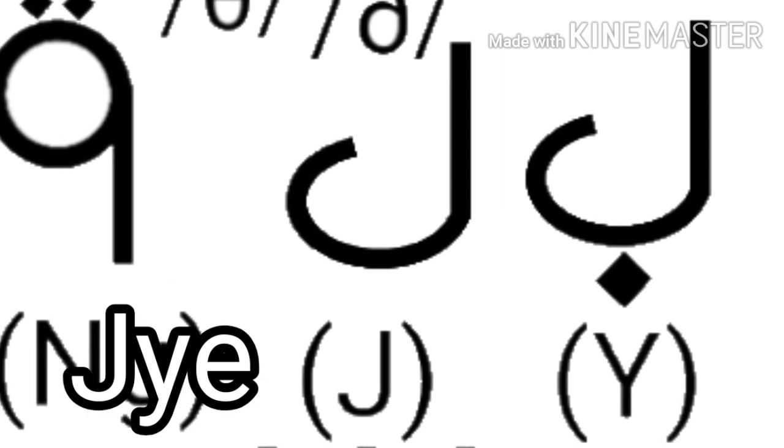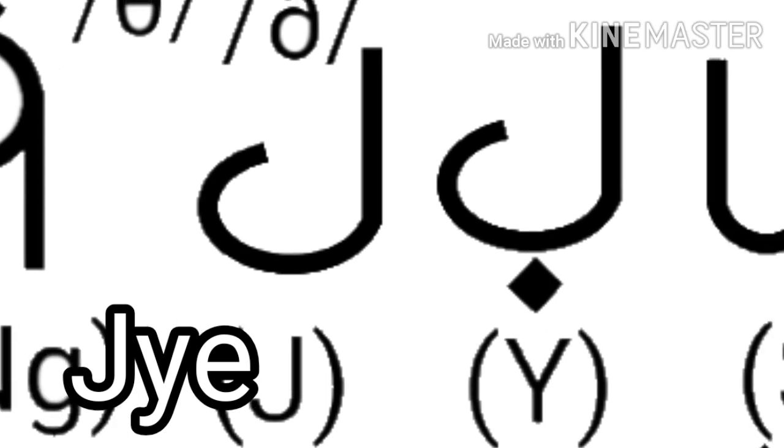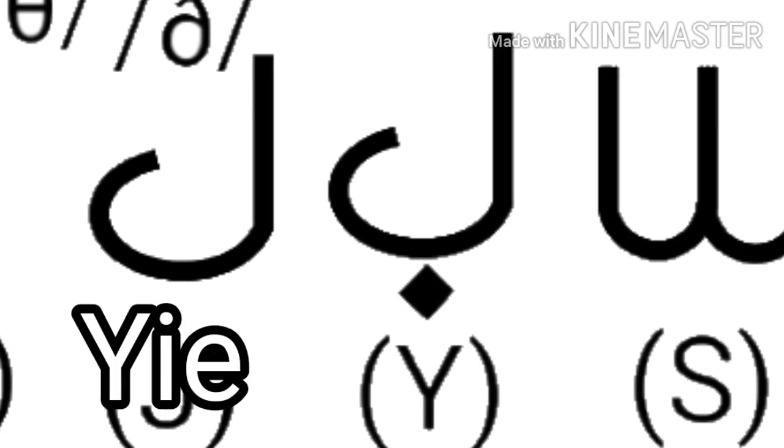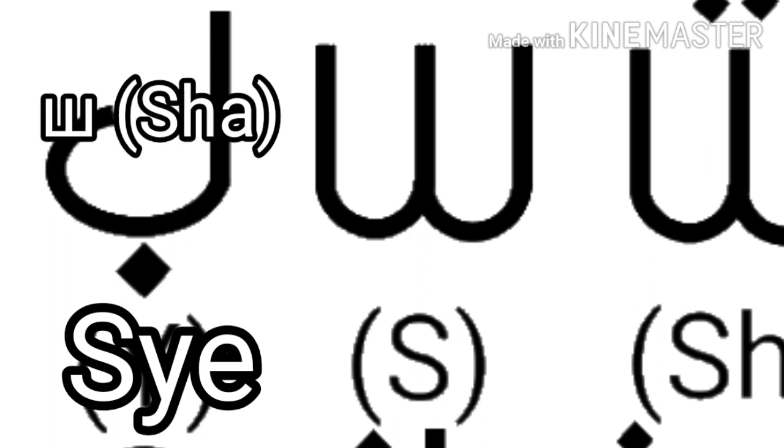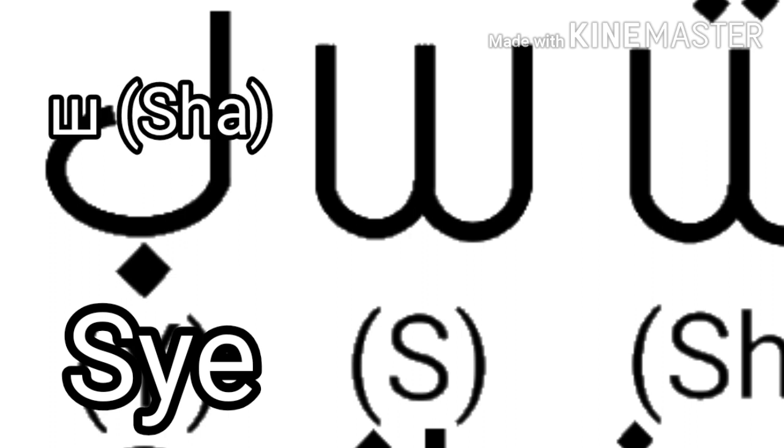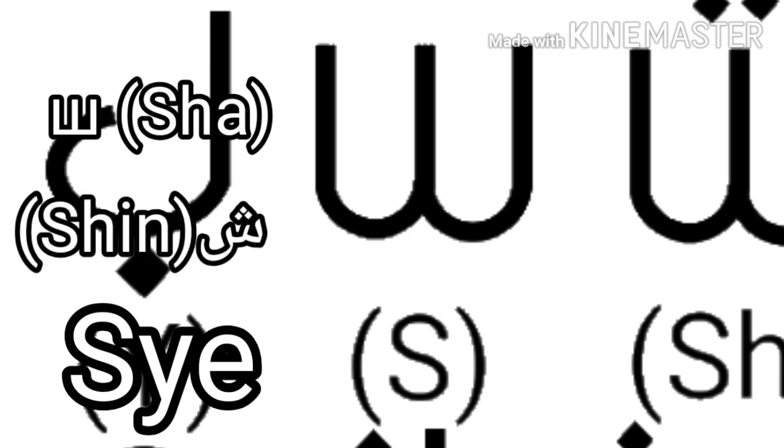The next one is jia, which makes the J sound and is actually a J, but if you add a dot on the bottom, it becomes ya, a Y sound. The next one is sa, which makes the S sound, and it looks like the Cyrillic letter for the S sound, sha, or the Arabic letter for the SH sound, shin.